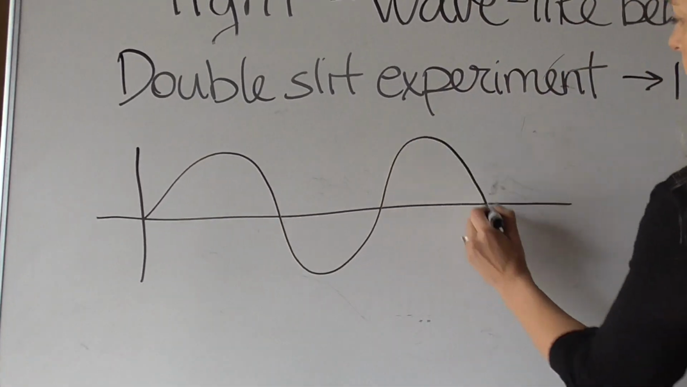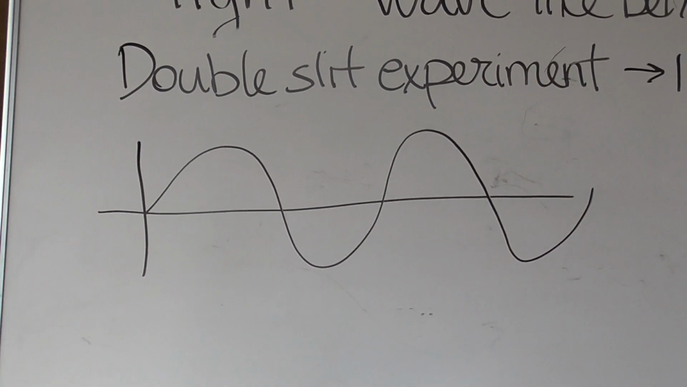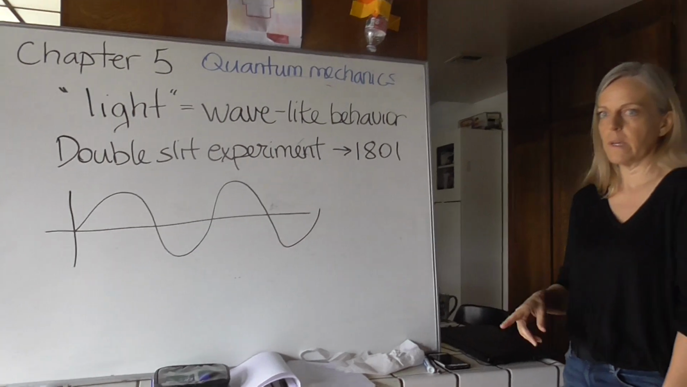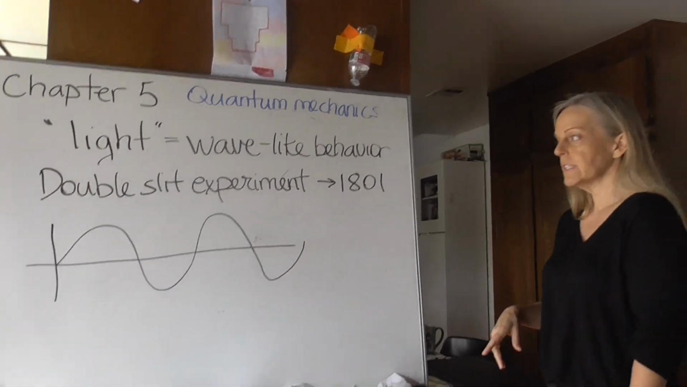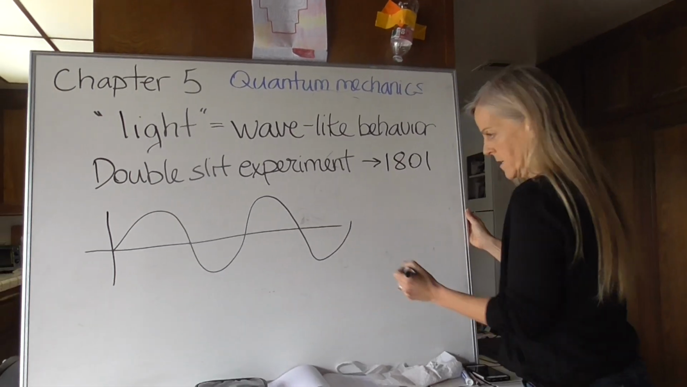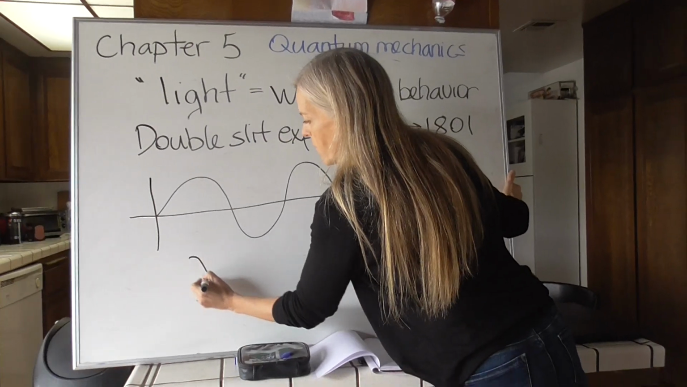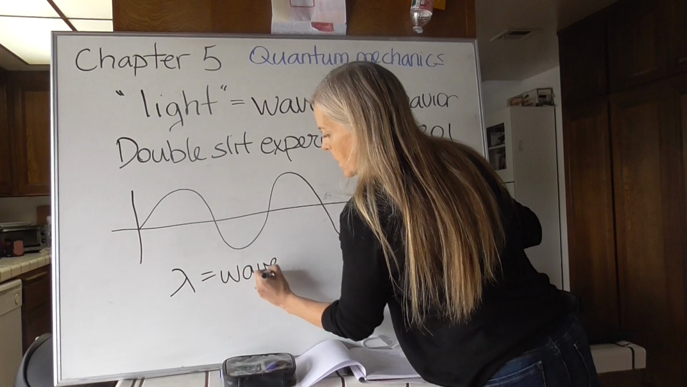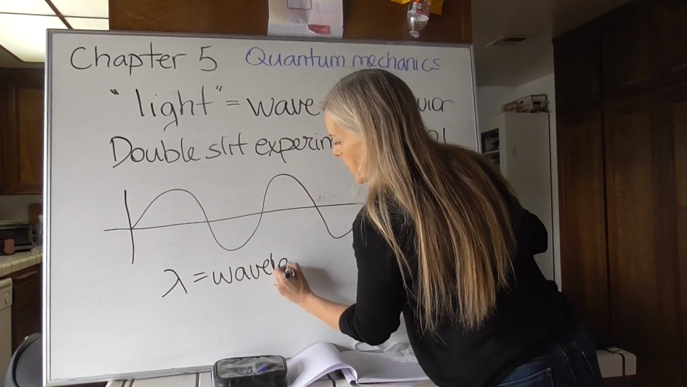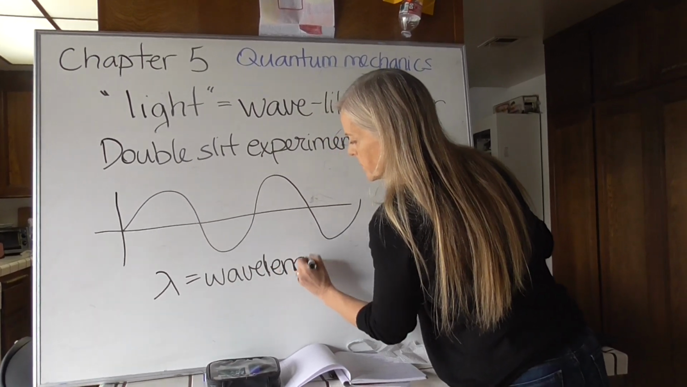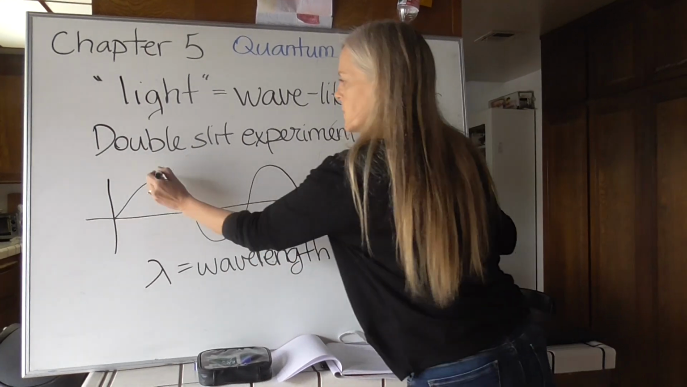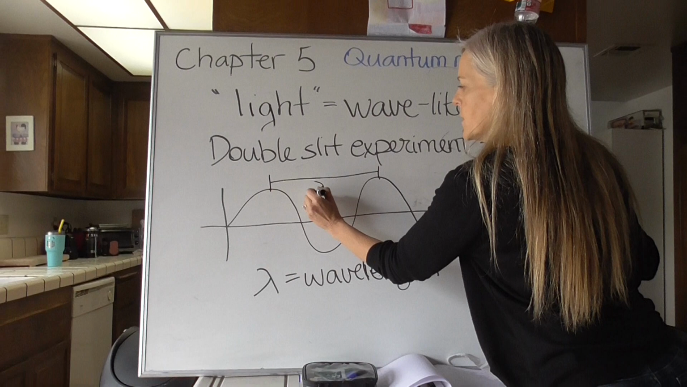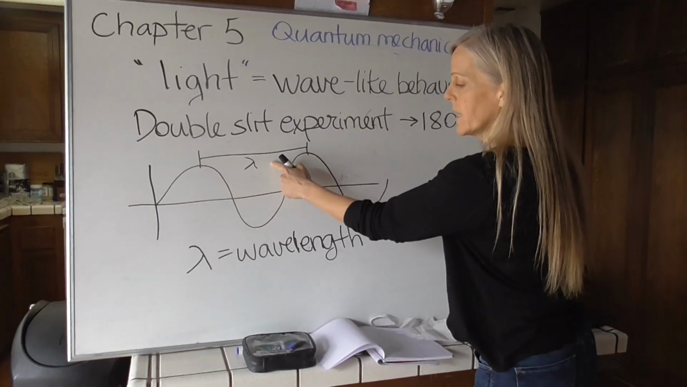So if we just draw a general picture about a wave, there are certain characteristics of the wave that we talk about. The characteristics of the wave are, first, wavelength, so that's the distance from peak to peak or trough to trough. We use the symbol lambda for it.